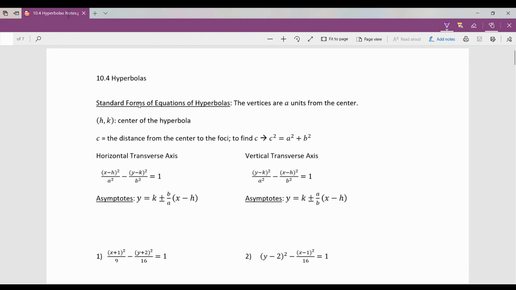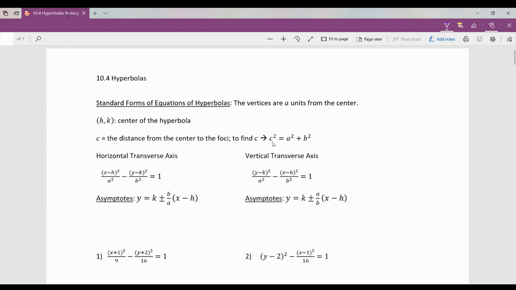We've got the standard forms of the equations of hyperbolas. Vertices are going to be a units from the center. Once again, the center is h comma k. And c is going to be the distance from the center to the foci. That's the same exact idea as the ellipse. However, the way that we find the foci is a little bit different.